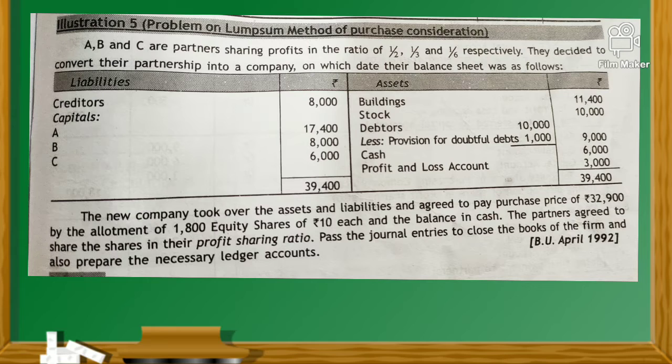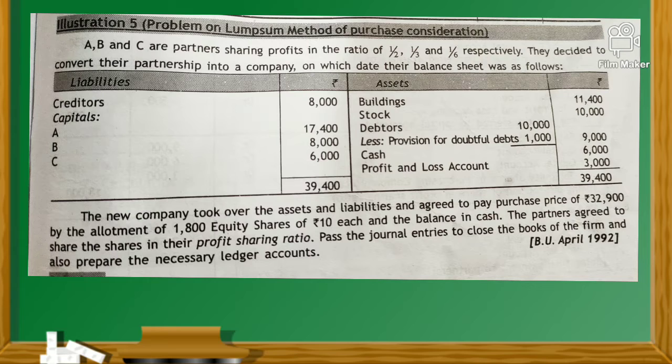They have given a balance sheet, with liabilities on one side and assets on the other. And the next line: the new company took over the assets and liabilities and agreed to pay the purchase price of 32,900. Here he has given directly the purchase price. How much is he paying? That is a lump sum, 32,900, by allotment of 1,800 equity shares of rupees 10 each and the balance in cash. Means how are they paying this amount to the vendor firm? By 1,800 shares at rupees 10 in the form of equity shares and the remaining in cash.